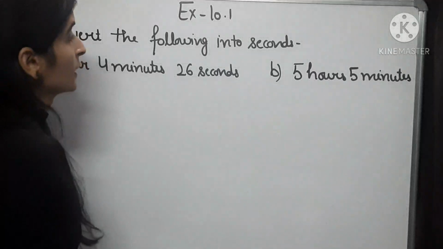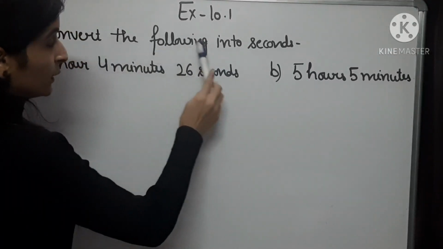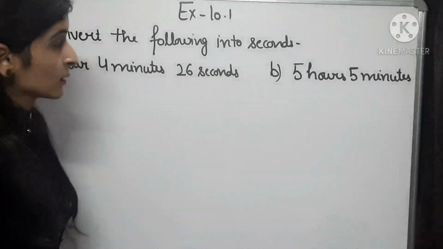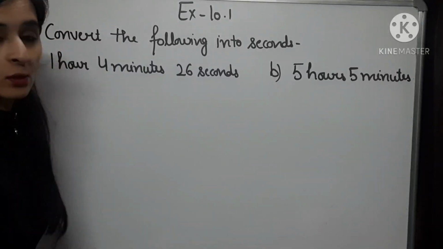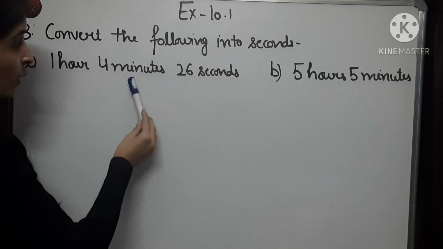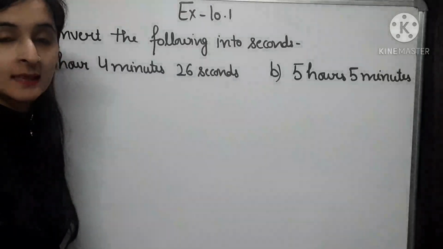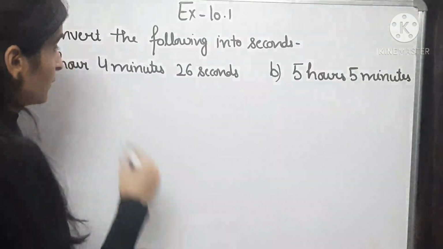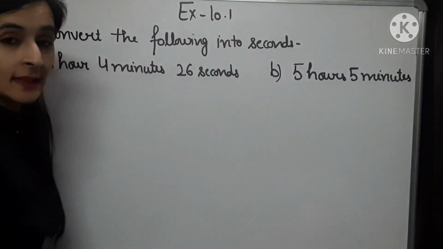Then we have question number 3. Convert the following into seconds. So here, children, let's talk about A part first. In A part, we have given 1 hour, 4 minutes and 26 seconds. Right? 1 hour, 4 minutes and 26 seconds.